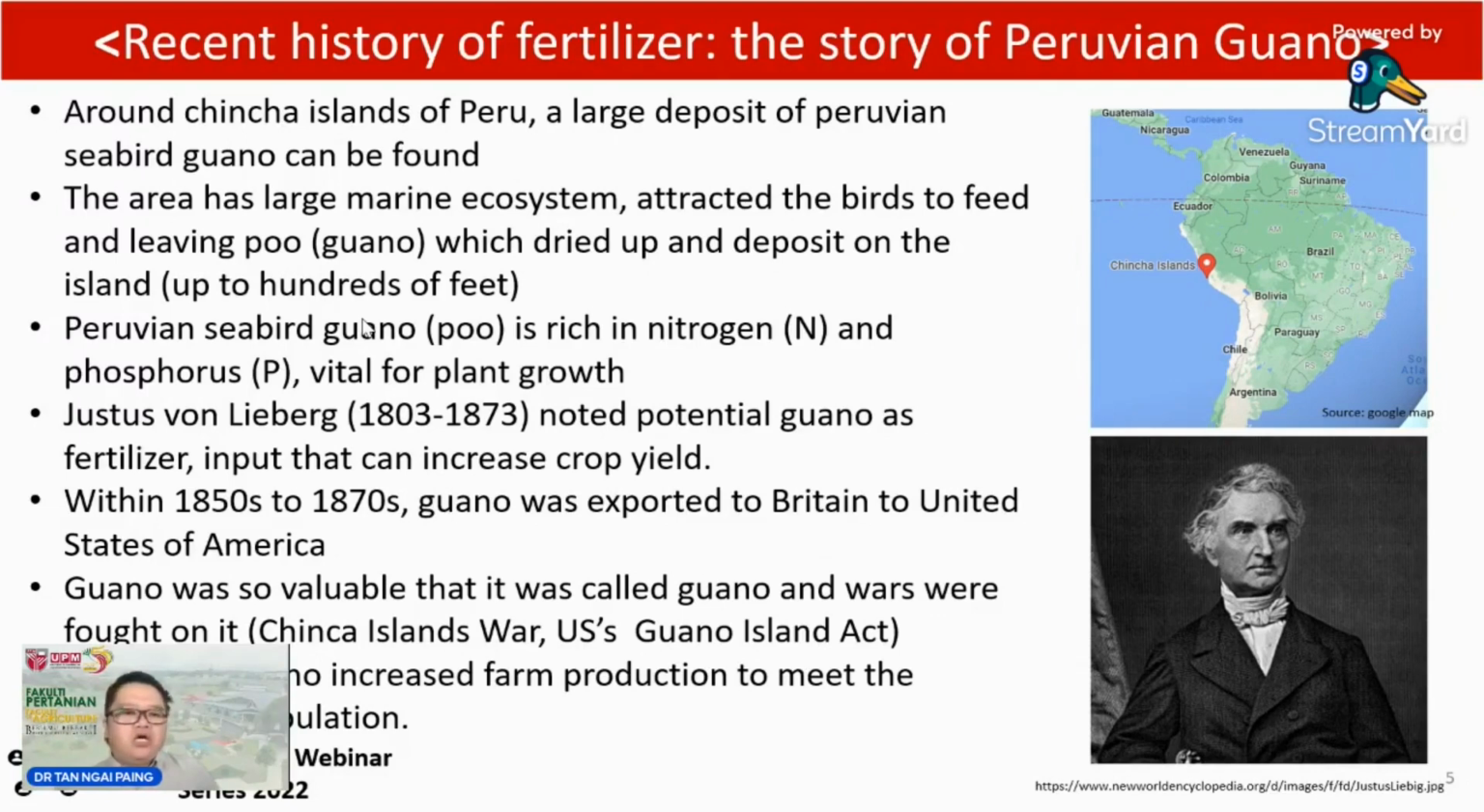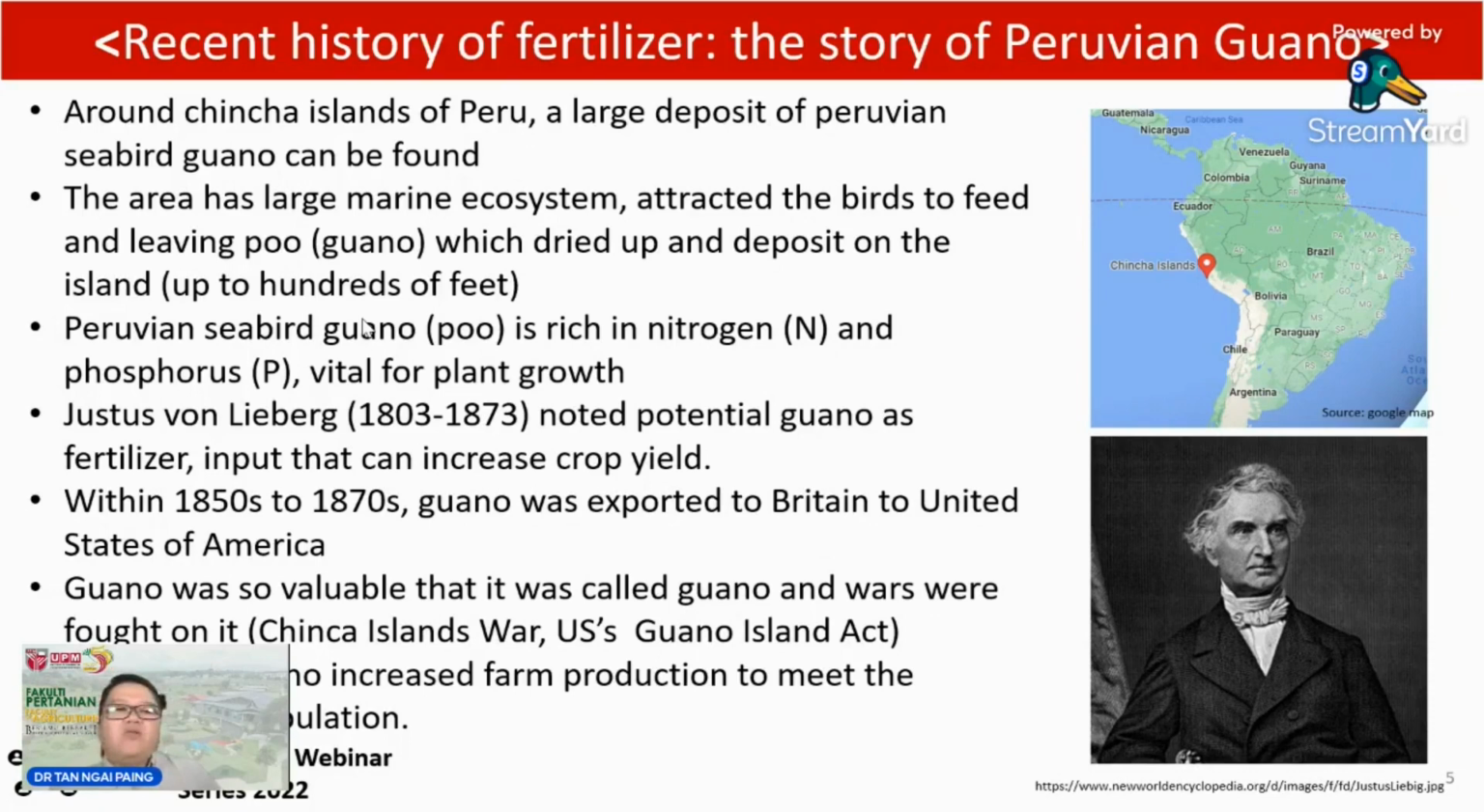During the previous centuries, before the 20th century, the Western civilization did a lot of traveling and exploring, and they came to Peru, which is in Latin America. Over in Peru, on the Chincha Islands, there is a lot of deposit of manure. This deposit of manure actually came from seabirds.